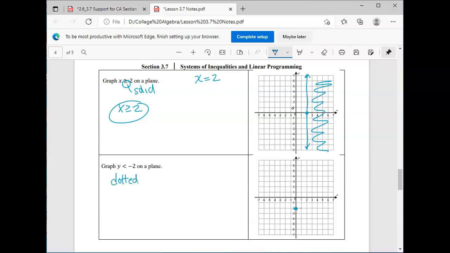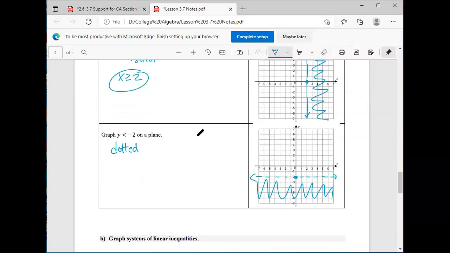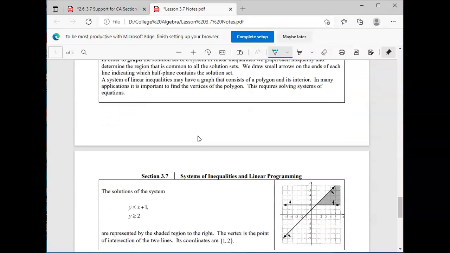When I draw a line through there, it's going to be that dashed line or dotted line. Okay, and we want all the y's that are less than that, so that would be the bottom of our graph. Things that are below, y's that are -3, -4. So that was pretty good with that.